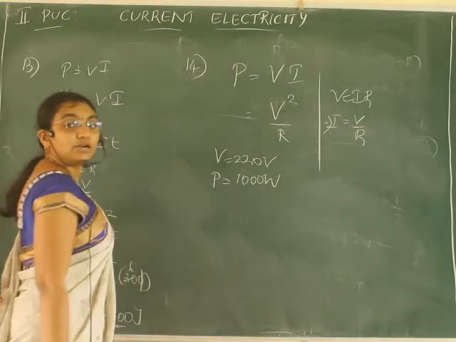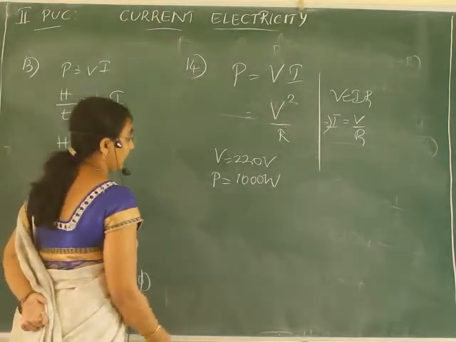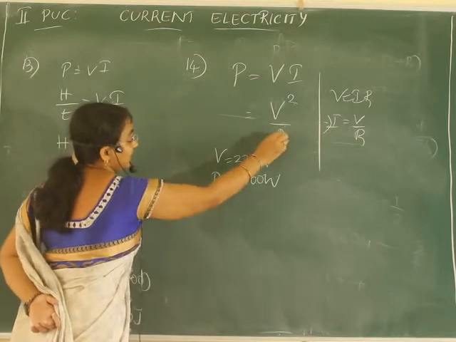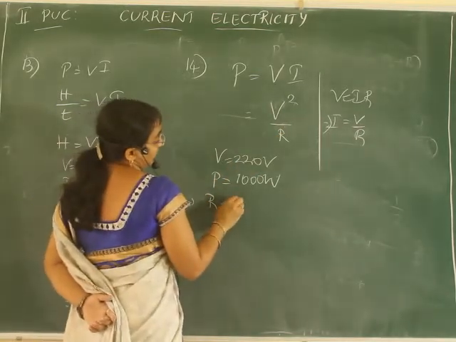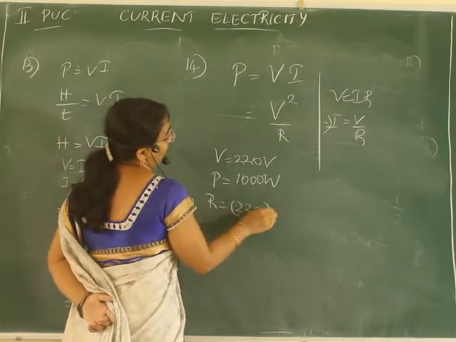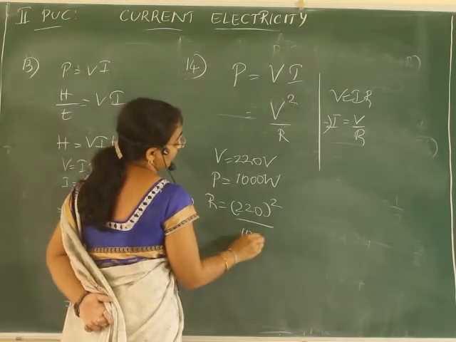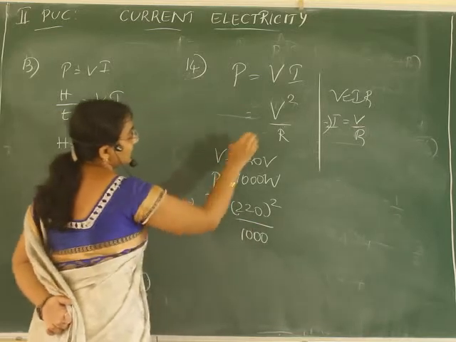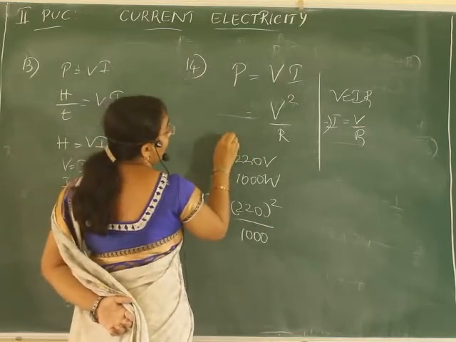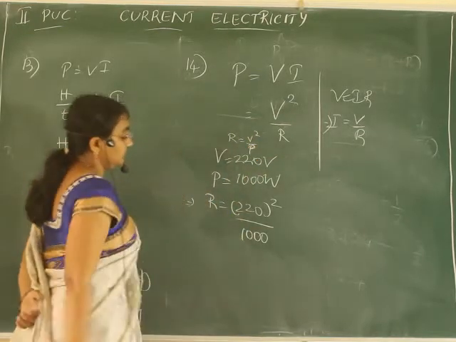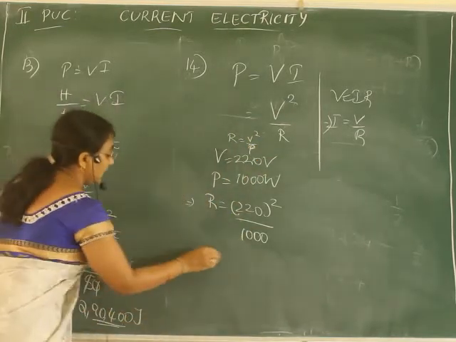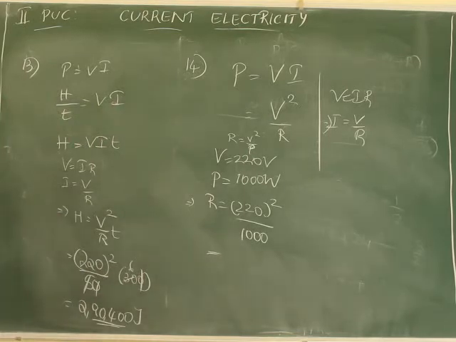1 watt is equal to 1 joule by 1 second. Fine. So therefore, can't we calculate R? R is equal to 220 square divided by 1000, because P is 1000. Correct? R is equal to V square by P. What is the answer for R you are getting? 48.4 ohm.